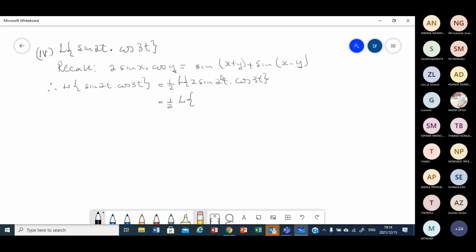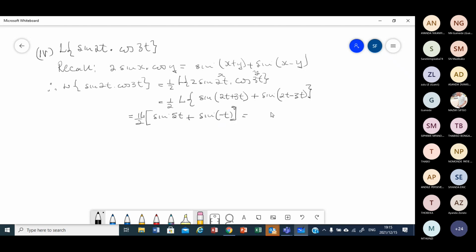So this is given by, this is my x, this one is my y. So here it says it's sine of 2t plus 3t. That is that part. Plus sine 2t minus 3t. That gives us half into Laplace of sine 5t plus sine of minus t.